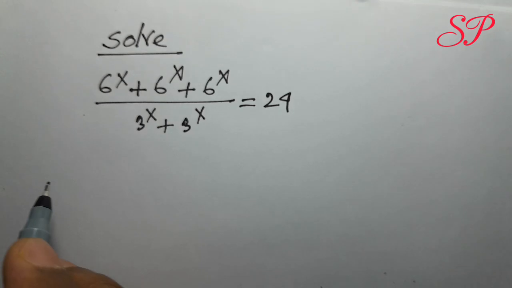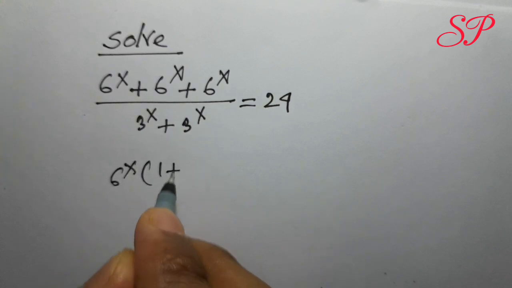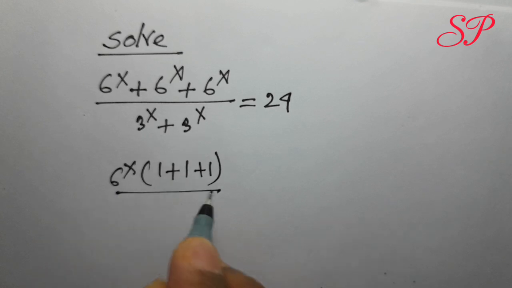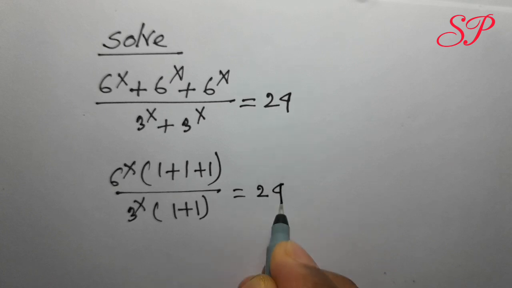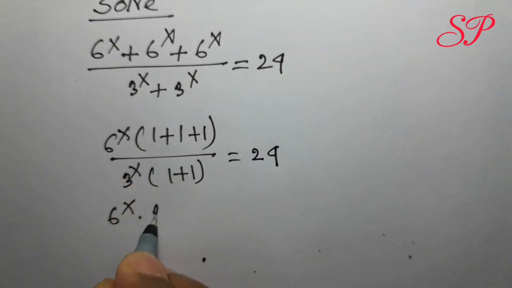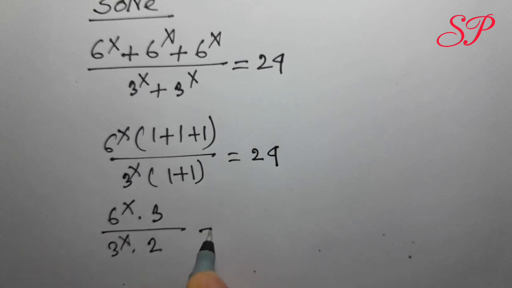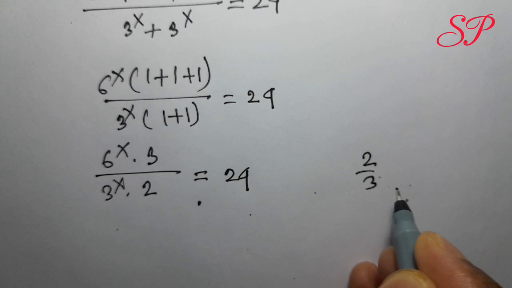Here we take common 6 to the power x (1 plus 1 plus 1) and 3 to the power x common (1 plus 1) is equal to 24. Then we can write 6 to the power x times 3, over 3 to the power x times 2, is equal to 24. Now we multiply both sides by 2 by 3.